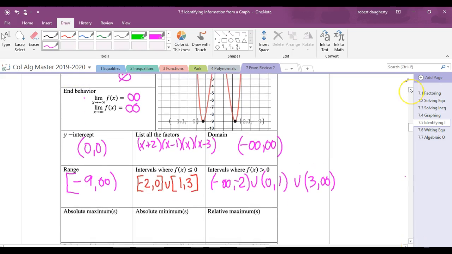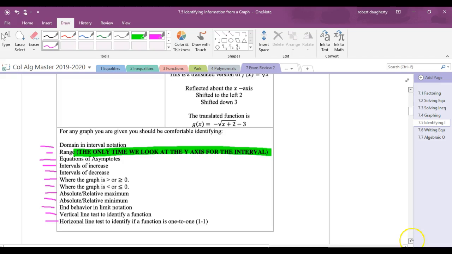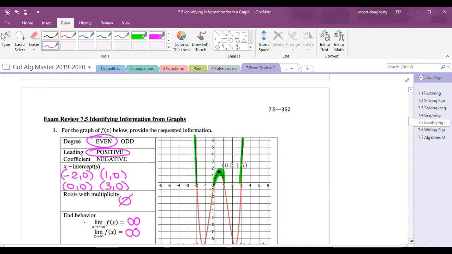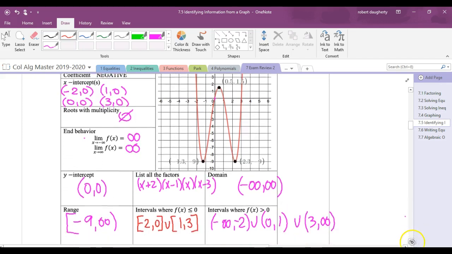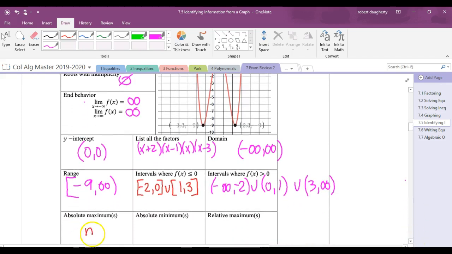Absolute maximum, okay? When I look at this graph, it is continuing to go on. So absolute maximum, there's none, it goes to infinity. There is no absolute maximum.